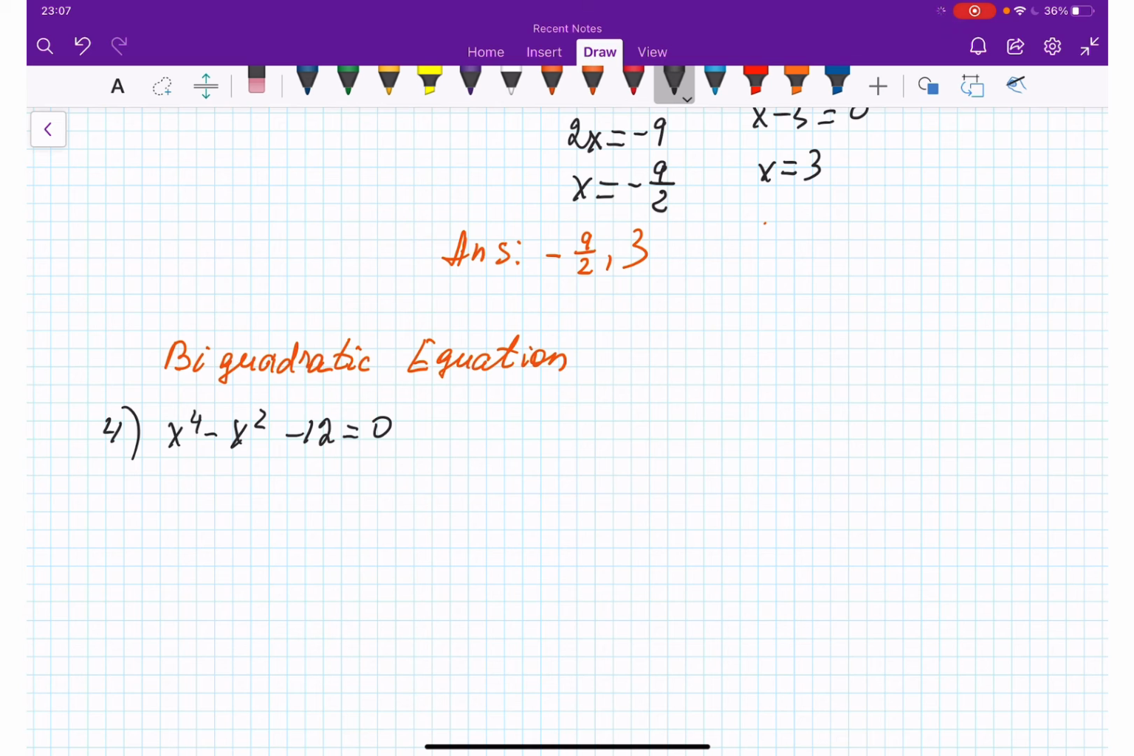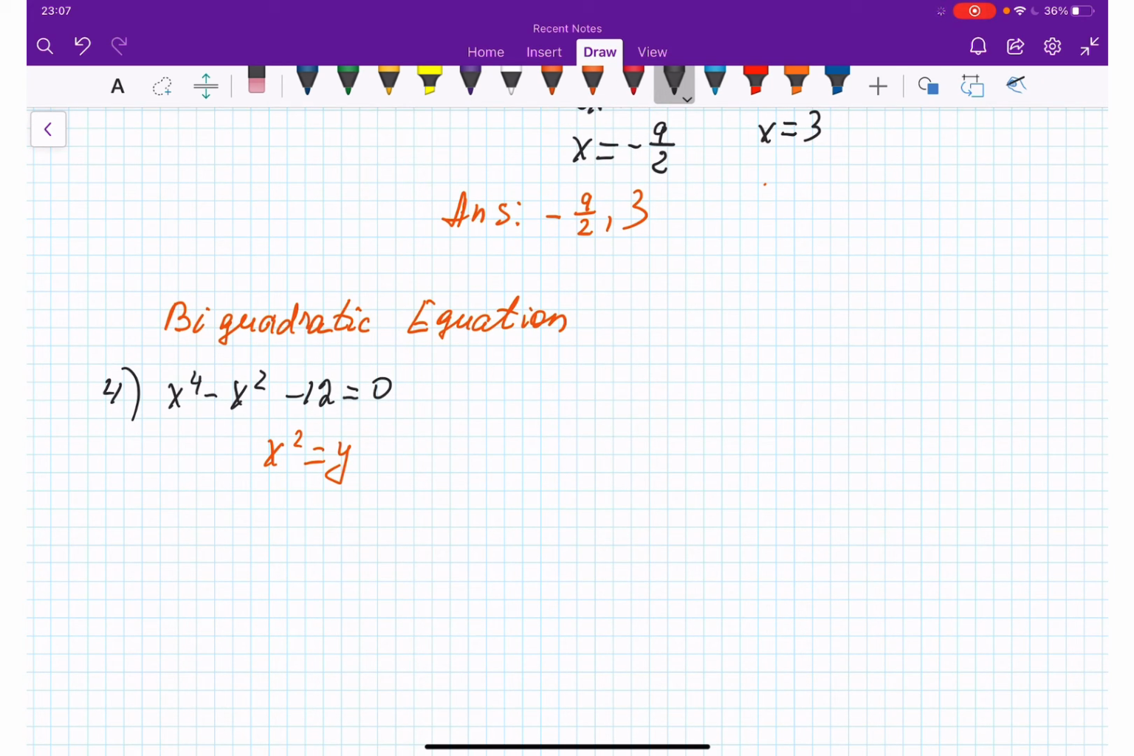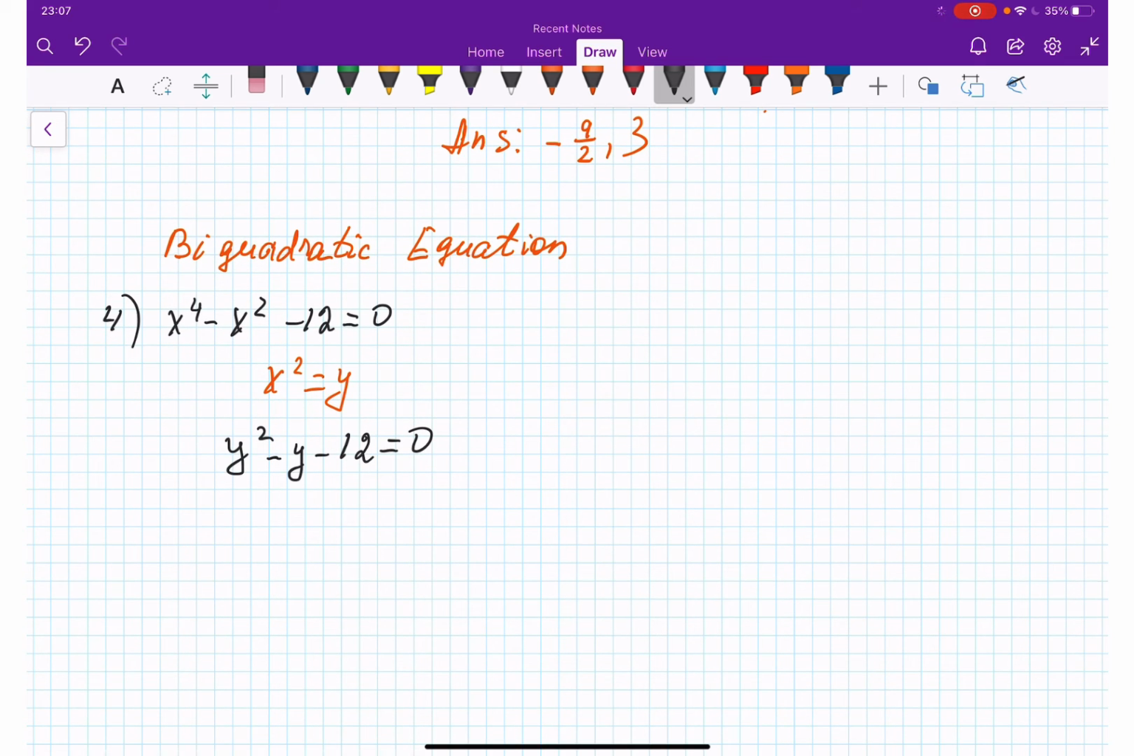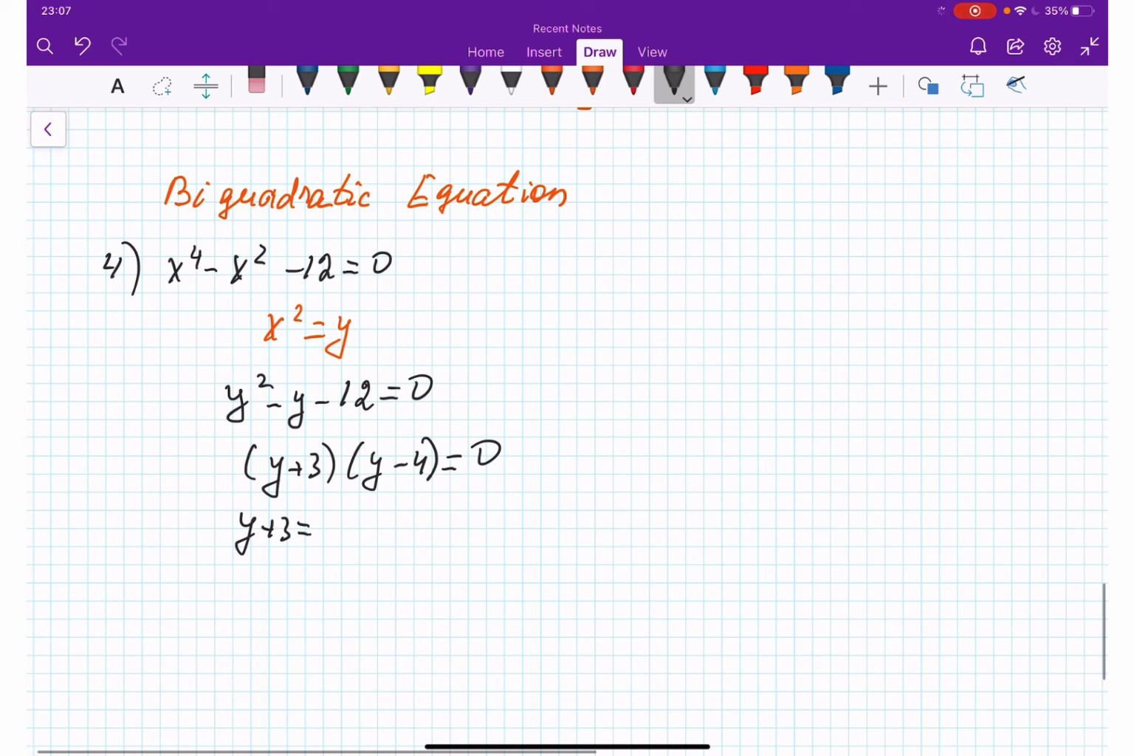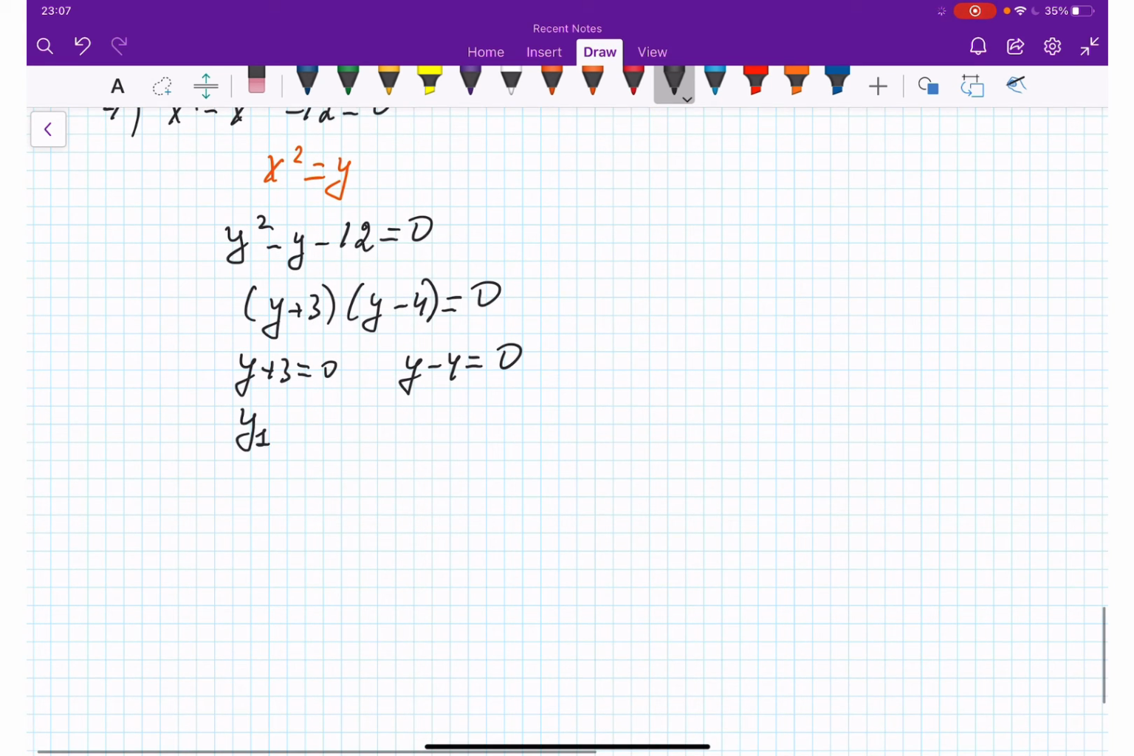So doing substitution, x squared substituting with y, and as a result we are getting y squared minus y minus 12 is equal 0. So let's solve this equation. y plus 3, y minus 4 is equal 0, which means either y plus 3 is equal 0 or y minus 4 is equal 0. In this case, y1 is equal negative 3. In this case, y2 is equal 4.